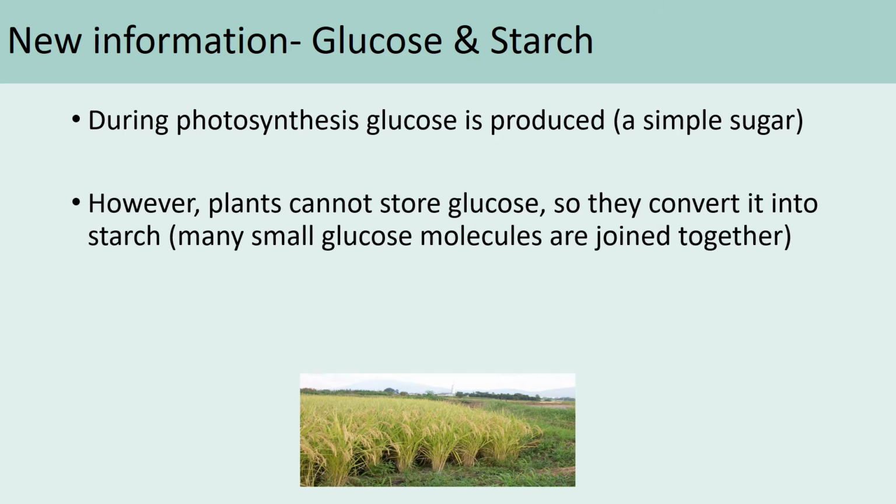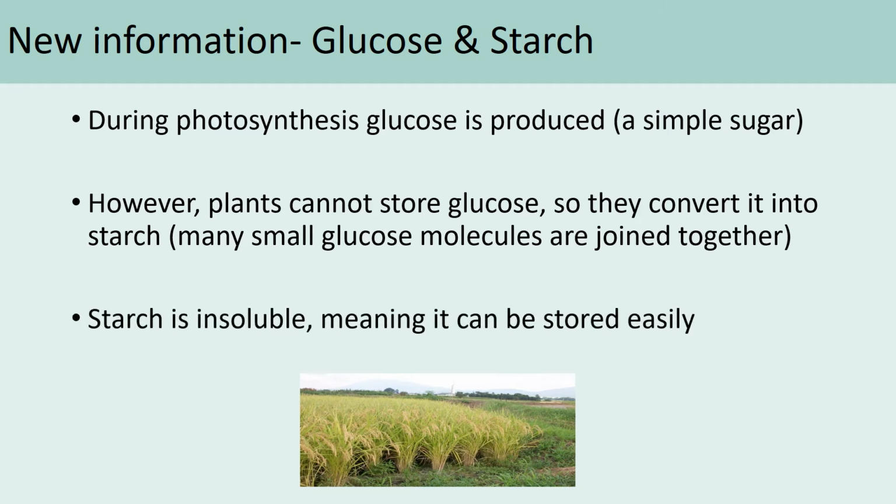Now, plants can't store glucose because glucose is soluble. They can use it to move it around the plant, but they don't use it to store it. So they convert it into starch instead, by joining lots of glucose molecules together. Because starch is insoluble, it won't dissolve and move around the plant, and it can be stored easily. It also means you can get more glucose into a space because it's packed together. If you wanted to add any of that information to your mind map on starch, please do. If you already have it, we'll move on to the next bit.